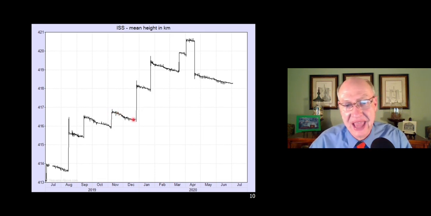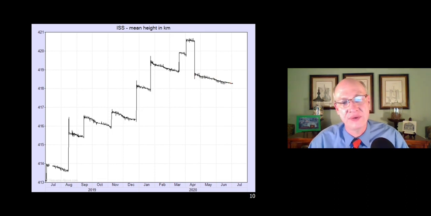And then it slowly decays, and they will boost it. It slowly decays, and they boost it. And then this was a rare instance where they had to lower the altitude of the International Space Station. Once they had lowered it, they let the natural decay take over.